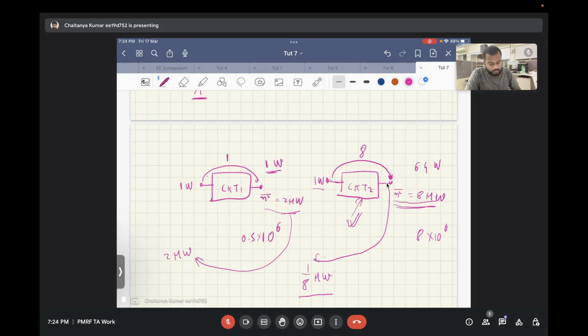So this is the significance of input referred noise. It is basically to compare two circuits with different transfer functions and all those things.